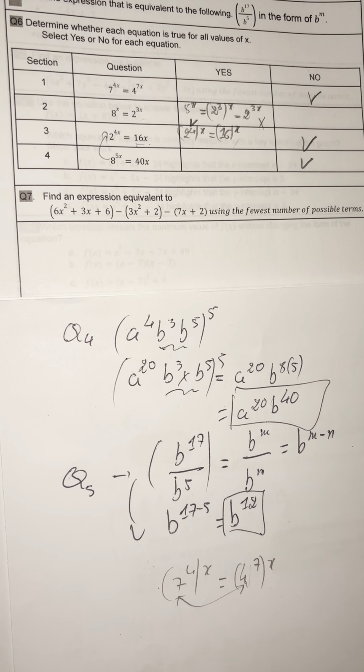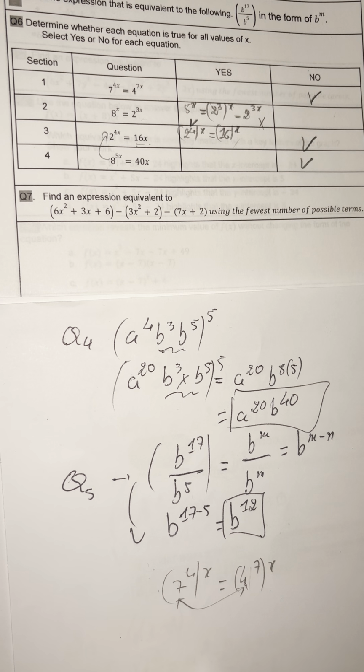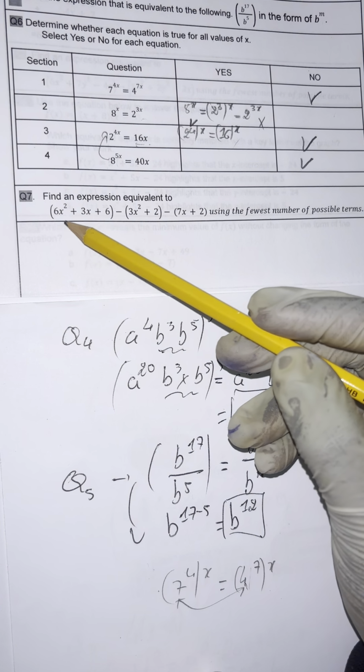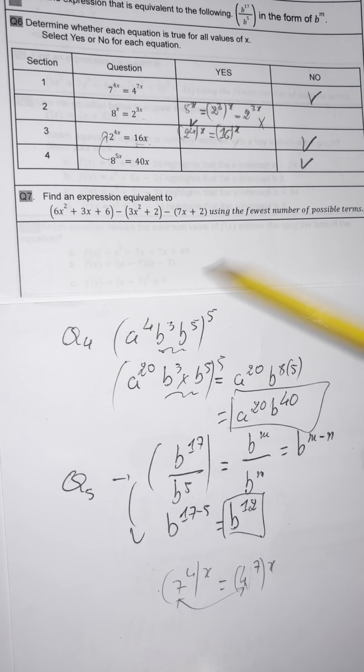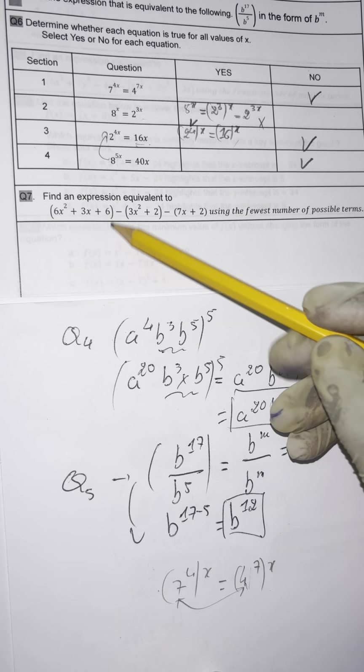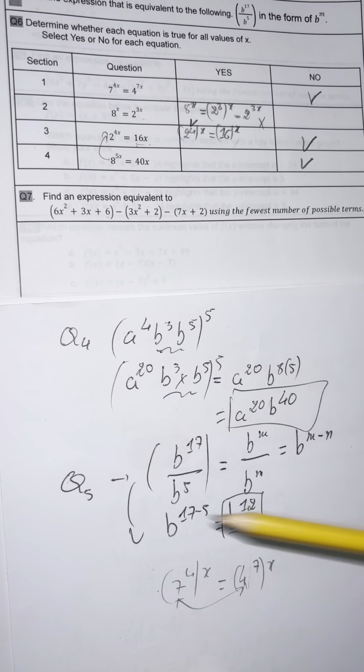All right, moving on to question number 7, which should also be pretty straightforward. We're just grouping the like terms of this expression: the x squared with the x squared, the x with the x, and then the whole numbers with the whole numbers. So let's do that.